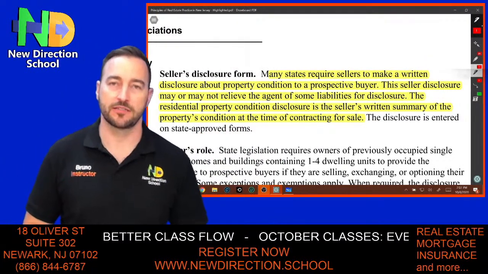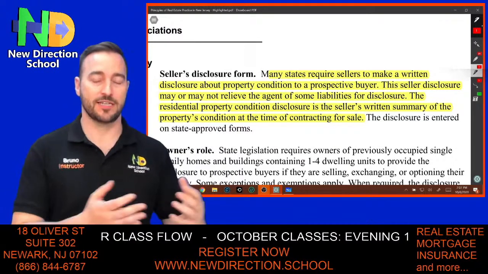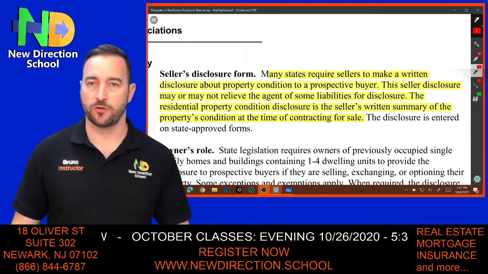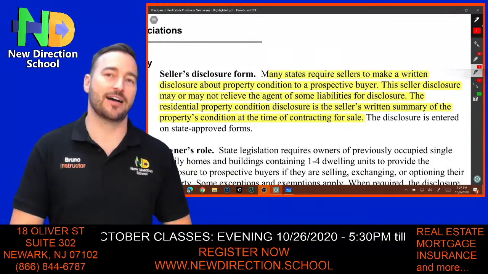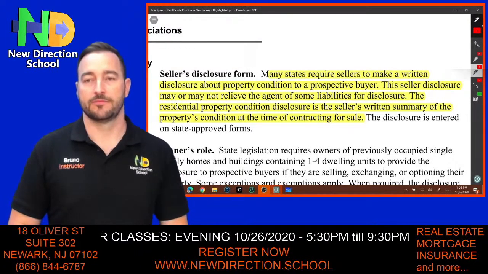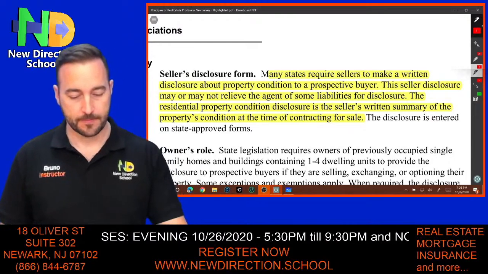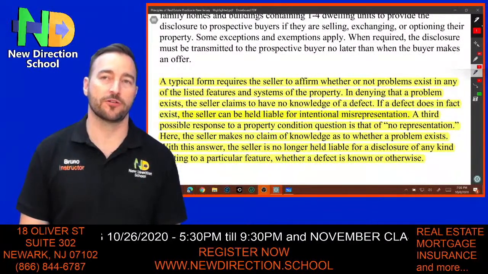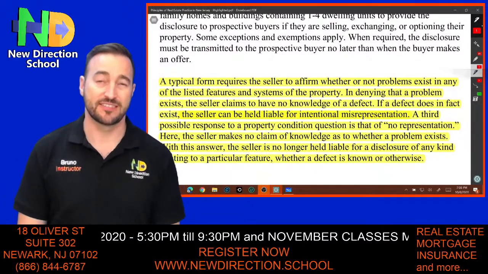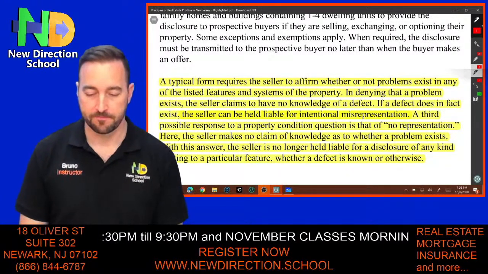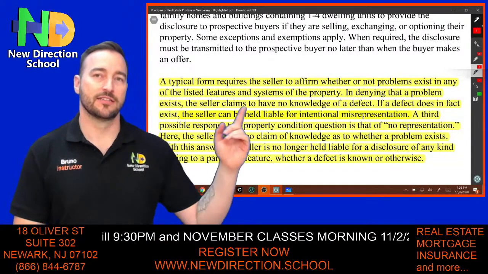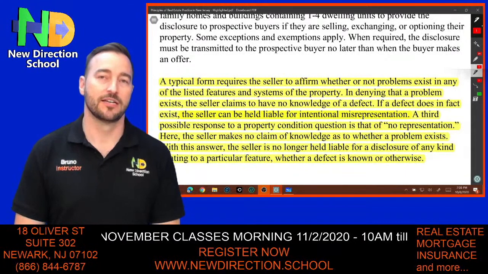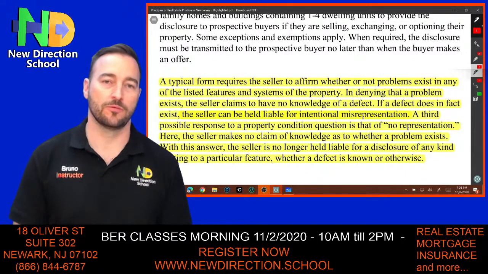And it's where the seller says, to the best of my knowledge, this is the condition of the property. The roof is 5 years old, for instance, there's no leaks, there's no mold. I don't know, right? Whatever it might be. And they sign at the end stating that that's to the best of their knowledge. Now, the typical form requires the seller to affirm whether or not problems exist, as I said, in any of the listed features or systems of the property. In denying that the problem exists, the seller claims to have no knowledge of a defect. So if a defect in fact exists, the seller can be held liable for intentional misrepresentation.